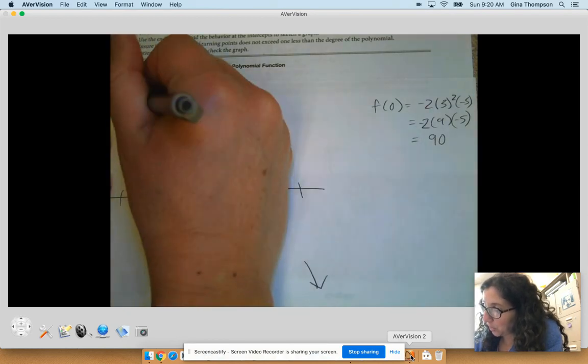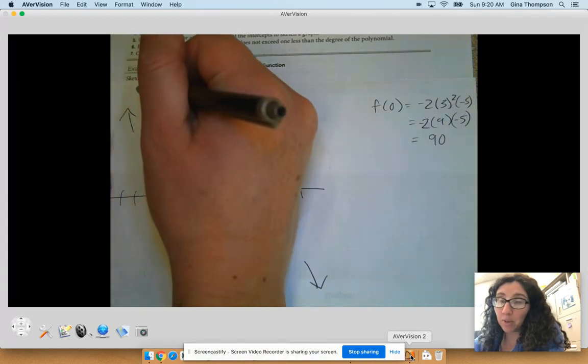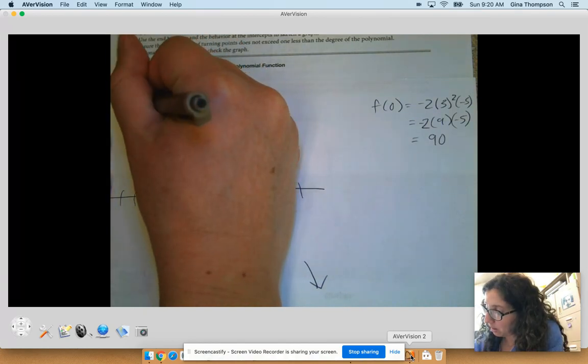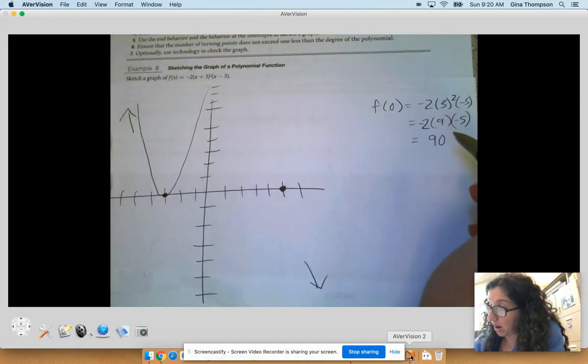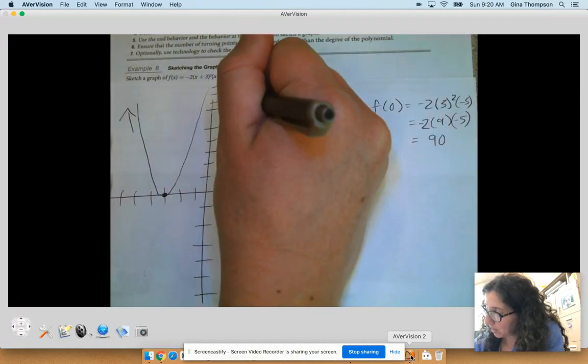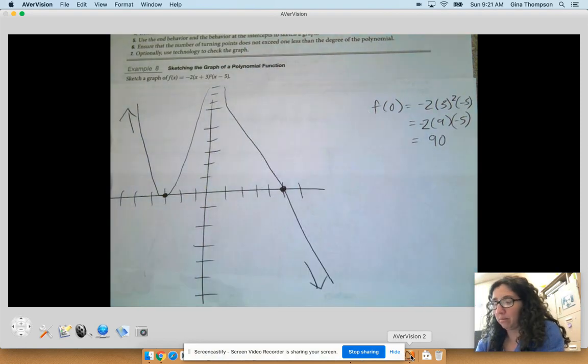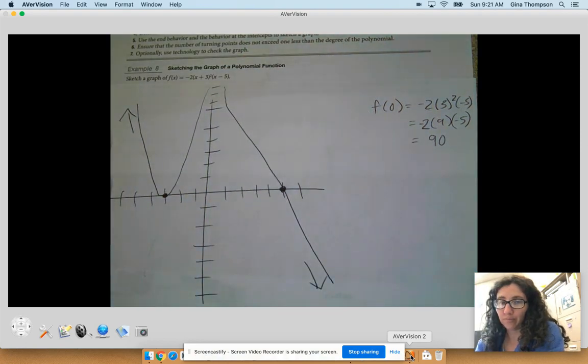So this is the kind of graph I'm looking for. You don't have to plug in a million points. We're going to start up here, touch. It's going to cross way up there at 90. And then it's going to come down like that. Okay? So we found end behavior.